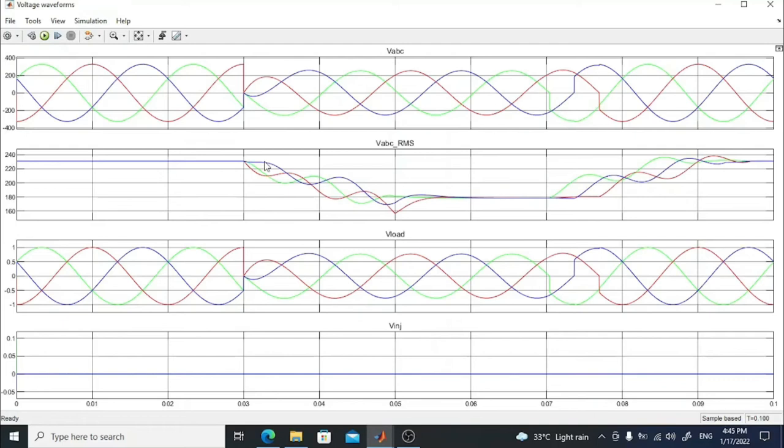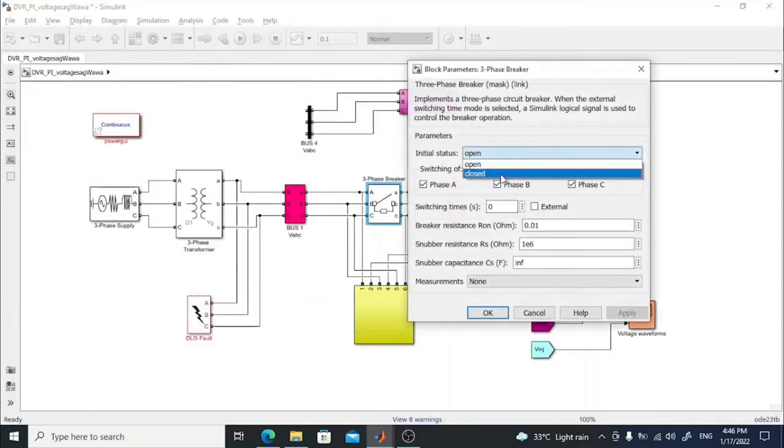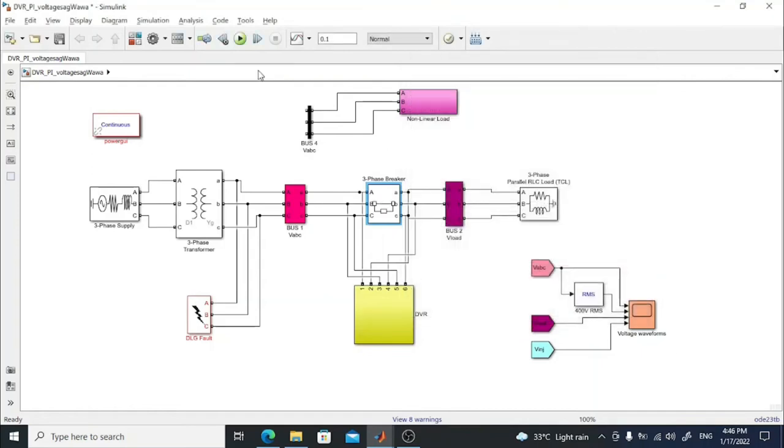As you can see here, there is a voltage sag. For better analysis, I'm going to use RMS. You can see there is a three-phase voltage sag at the load as well. The load acts as the end user equipment, and you can see that there is no voltage injection because the DVR is not activated. So I'm going to enable the DVR by closing this short circuit breaker and run.